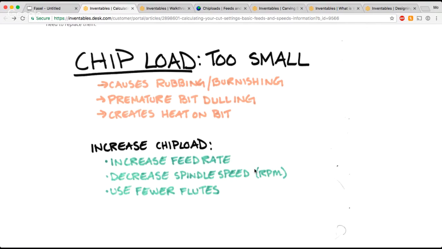I'll put it that way. So try to keep it at the 1. You can't go any lower than 1. So in that case, work on increasing your feed rate. Now you can also use fewer flutes.